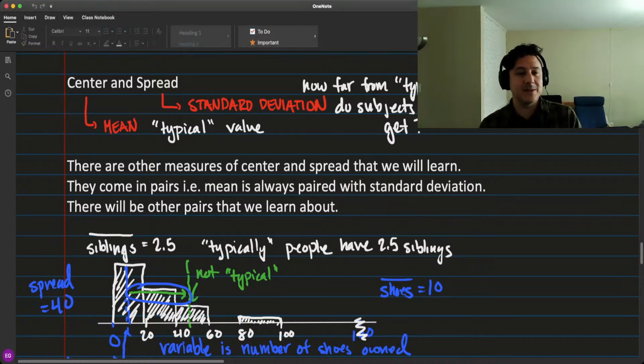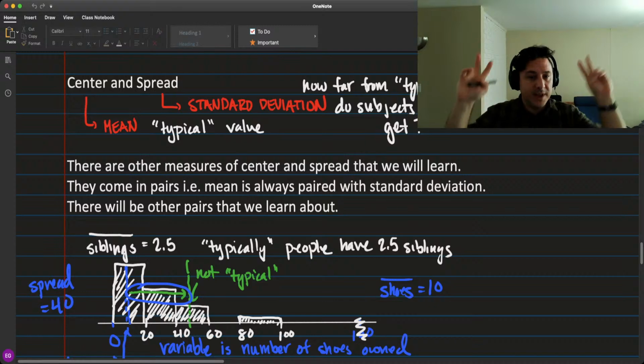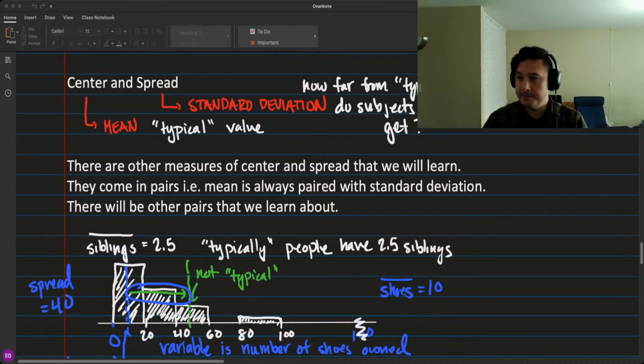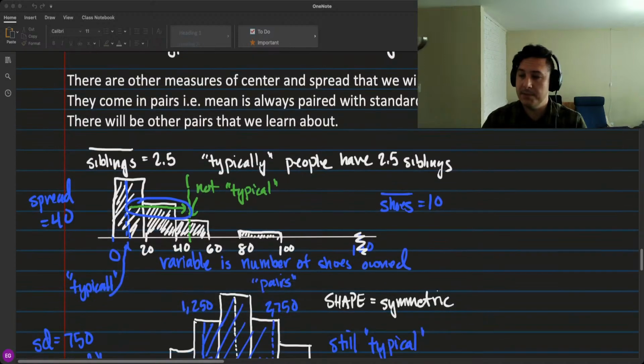One of the things that we discussed was that center and spread come in pairs. So certain measures of center go with certain measures of spread. We talked about how mean as a measure of center and standard deviation as a measure of spread go together. We also discussed what spread is, and found that spread tells you how far from typical subjects typically get. So it gives a spread to what you think constitutes normal or typical.